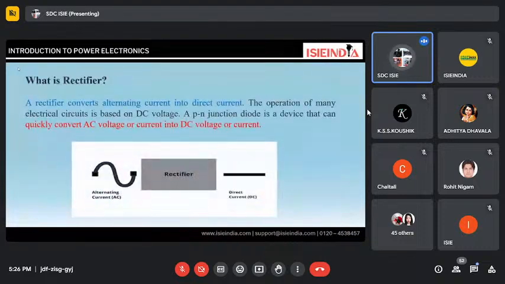So I start with the rectifier. What is a rectifier? A rectifier converts alternating current into direct current, meaning AC to DC, and we use a PN junction diode in it. A PN junction consists of a P-type semiconductor and an N-type semiconductor. As I mentioned, all the switching devices are made up of semiconductors, and the N type and P type are doped with each other. The charge carriers, majority and minority, are electrons and holes.